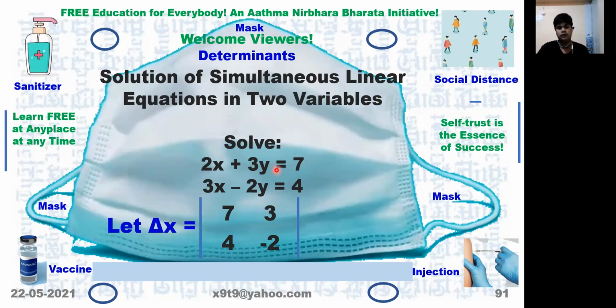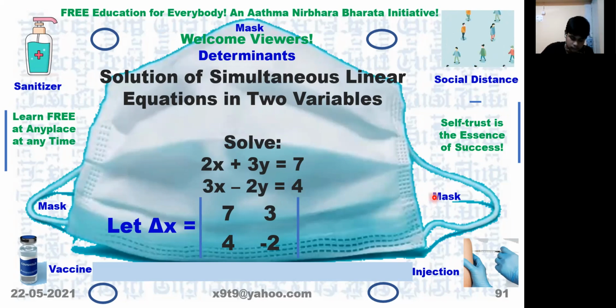Here what you have to do is, instead of the y coefficients, you write the constants in the second column. For delta x, we were replacing the x column by the constants. For delta y, the coefficient of y you replace by the constants, but the x coefficients you write the same. That means here 3 will come, 2 will come and 3 will come. This will be 7 and 4.